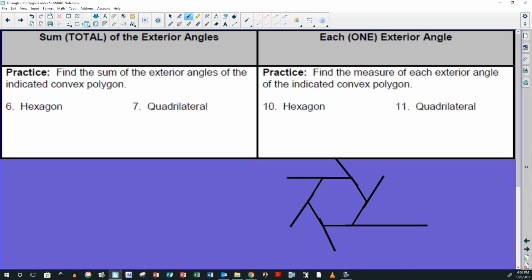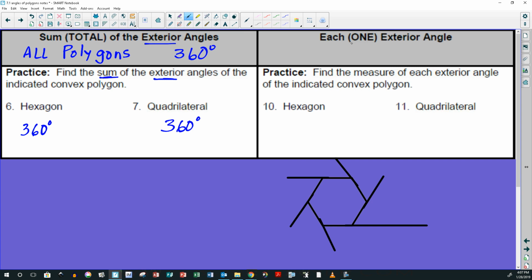When you are looking for the sum or total of exterior angles, it doesn't matter. This goes to all polygons. So all polygons, it's 360 degrees no matter what. There's no if this, if that, what about this, what about that. It's 360 degrees. So a hexagon has 360 degrees as their sum of exterior. A quadrilateral, 360 degrees. An 18-gon, 360 degrees. Doesn't matter, it's 360 degrees.